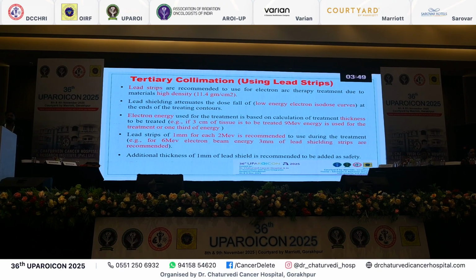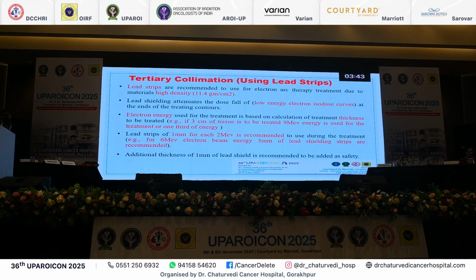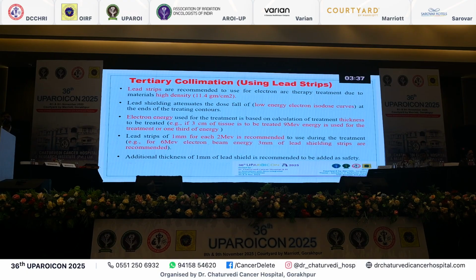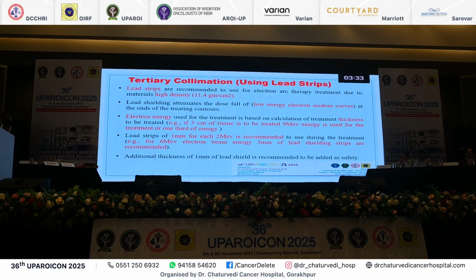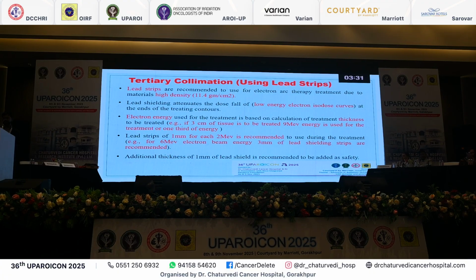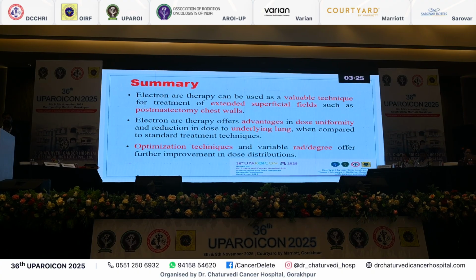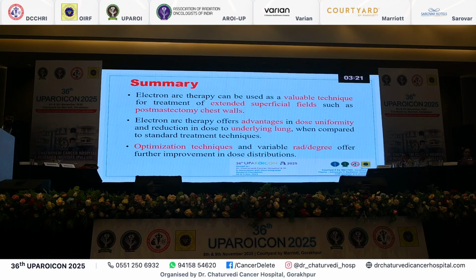Electron energy used for the treatment is based on the calculation of the thickness to be treated. And lead strip of 1 mm for each 2 MeV is recommended during treatment, and an additional thickness of 1 mm lead sheathing is recommended to be added for safety. In summary, electron arc therapy can be used as a valuable technique for the treatment of extended superficial fields such as the post-mastectomy chest wall.